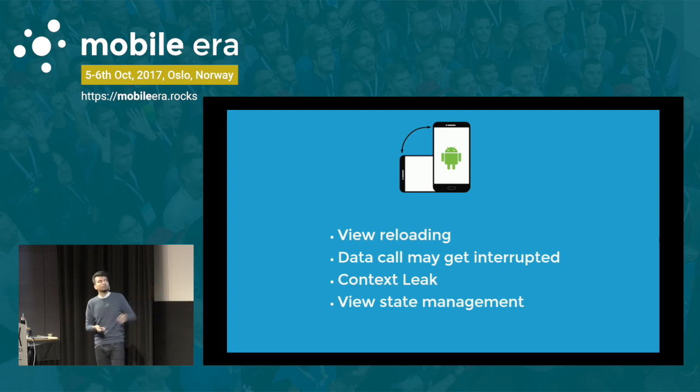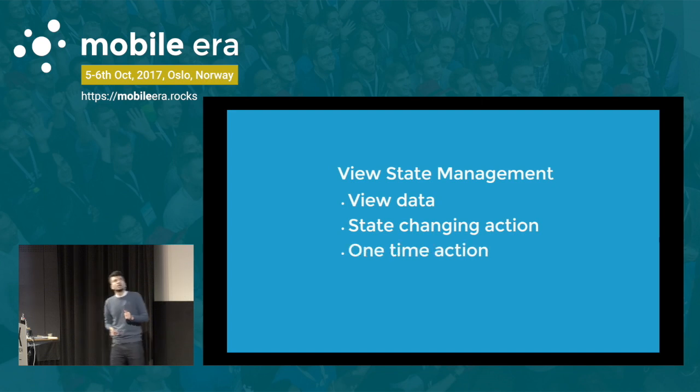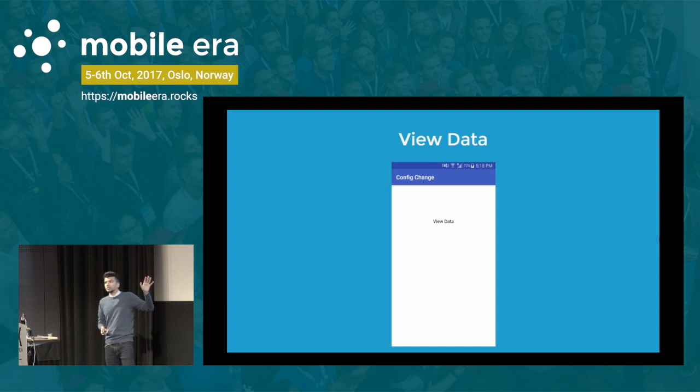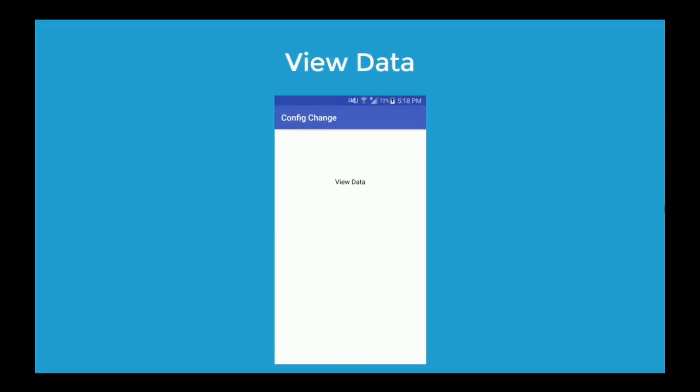So what do I mean by view state management? There are 3 major segments of view state management: view data, state changing action, and one-time action. Now view data is quite common, which we already know. Before configuration change and after configuration change, we want to display the same set of information the user was seeing. So if it's a recycler view and there are 3 elements, we want to display the same thing. So this is not a big brainer.